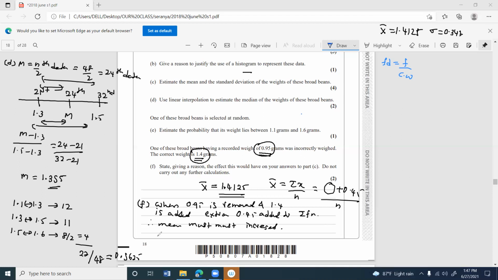So how to write the answer for this question is: a faraway value from the mean has been removed and a value close to the mean is added. Therefore, sigma must get lower. That is the answer for this question.